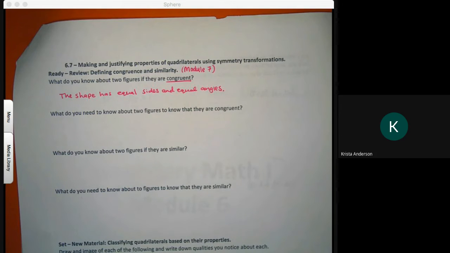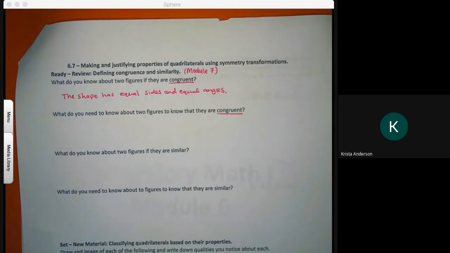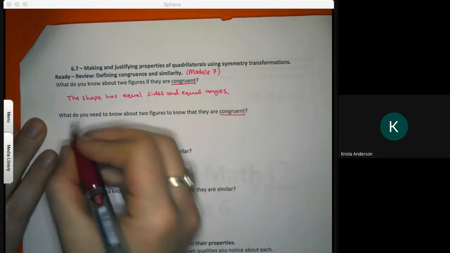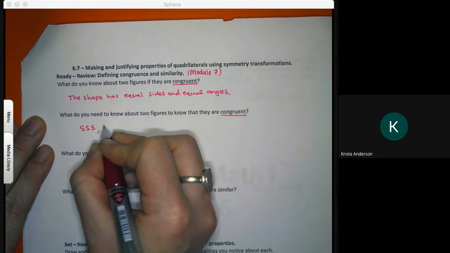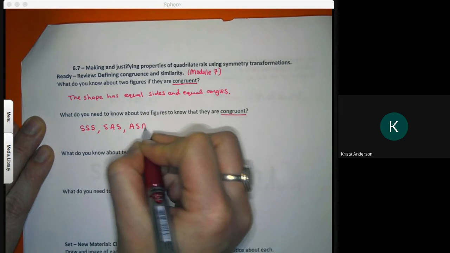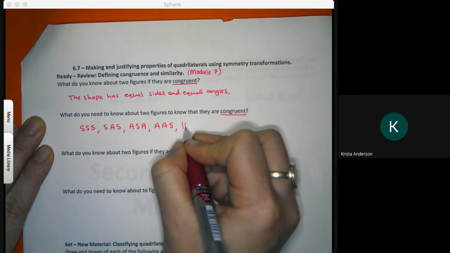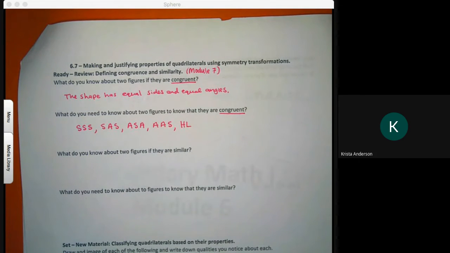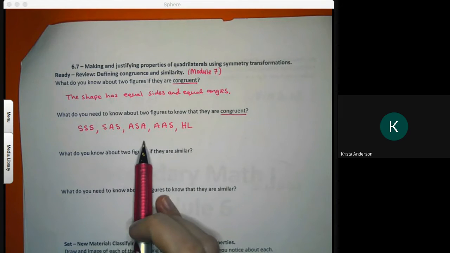When we are identifying that it is congruent, there are 5 different ways. We can prove it is congruent by side, side, side; side, angle, side; angle, side, angle; angle, angle, side; and HL, which looks really weird. It's hypotenuse and the leg. It's specifically for right triangles, which you probably haven't seen as much. We usually see these 4 first.